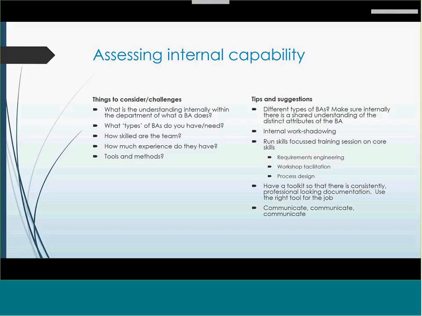And communicate. Always underestimate how much communication you have to do internally, because I've worked in IT departments where even the senior team within IT really didn't understand what your BAs do. So it's always important to raise the profile of your team internally.